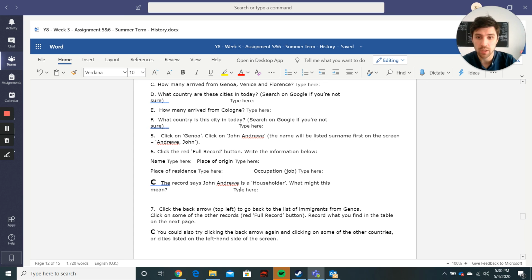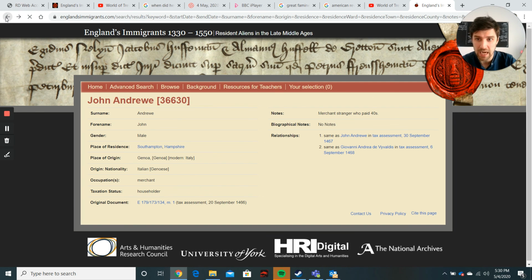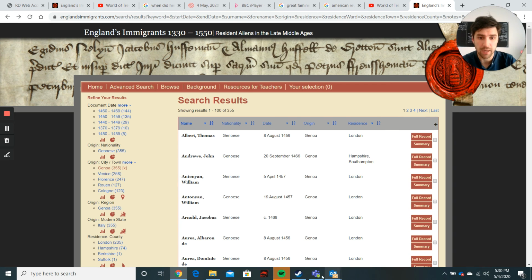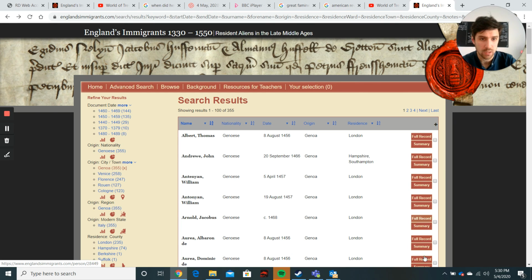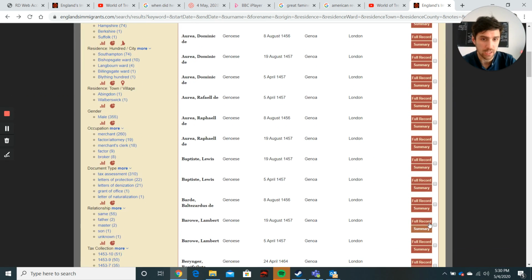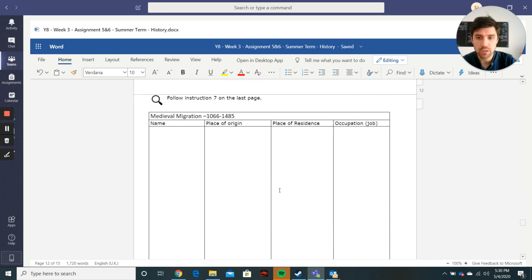Once you've done that, you're going to skip ahead to question 7. As it says, just click the back arrow to come out of this and go back to all the records on Genoa. And click on just some of the other records. And you're going to access them by clicking full record. You're just going to look at as many of them as you can. There's loads.